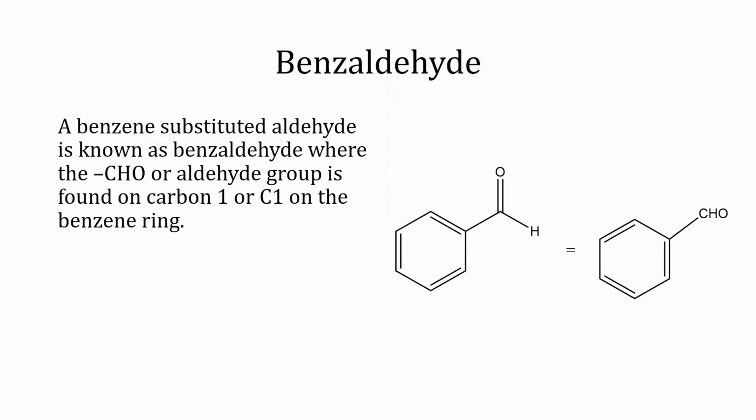A benzene-substituted aldehyde is known as benzaldehyde, where the CHO or aldehyde group is found on carbon 1, or C1, on the benzene ring.